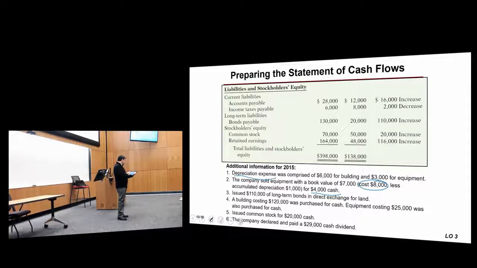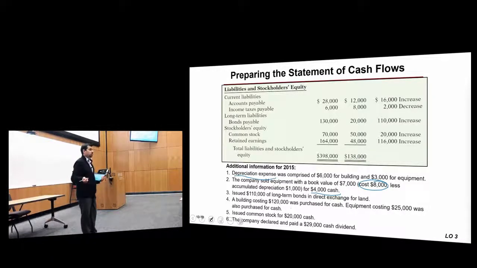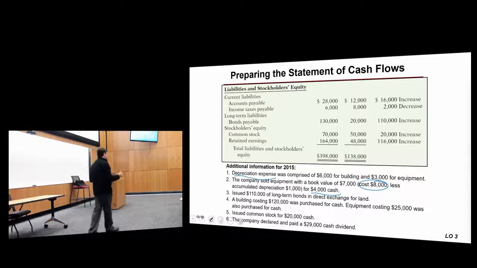Later on, a building costing $120,000 was purchased for cash. The company invested in a building and paid cash of $120,000. Here, we don't really care about depreciation. The company paid that amount, that's cash outflow, period. Equipment costing $25,000 was purchased. This is another investment, again a cash outflow. Do we care about depreciation here? No, we don't. We're talking about cash. What cash came to the company? Where did it go? Period.